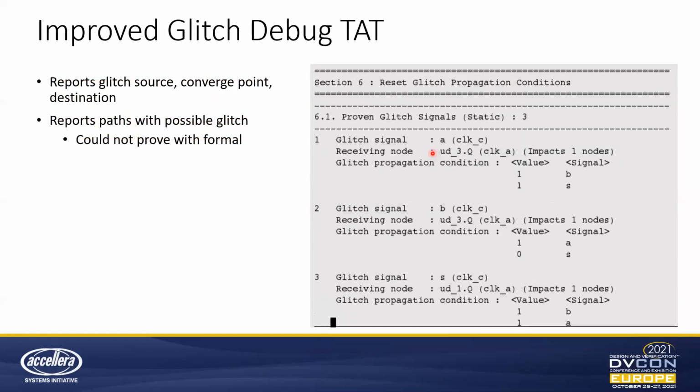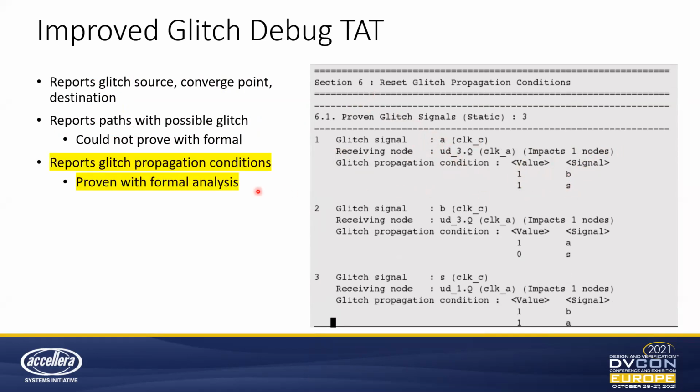Okay. There is another section in the glitch report where we report the glitch propagation condition. So for the glitch source A to reach the receiving node, what are the glitch propagation conditions? Here are the signals and their corresponding values. So we report the glitch conditions that have been proven through the formal analysis.